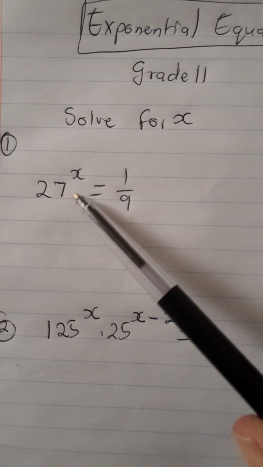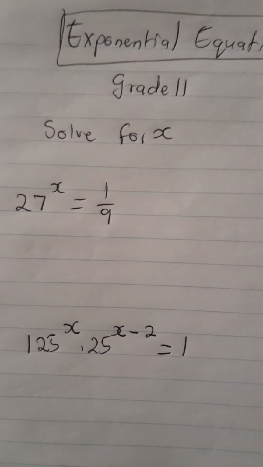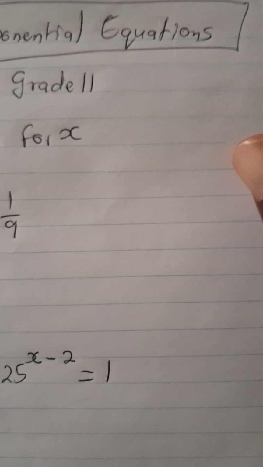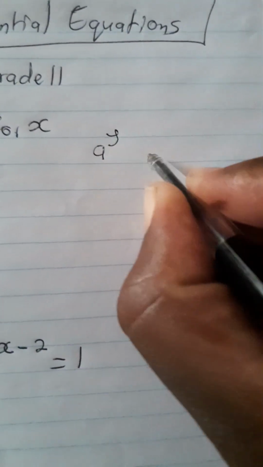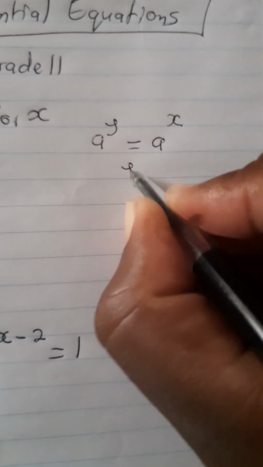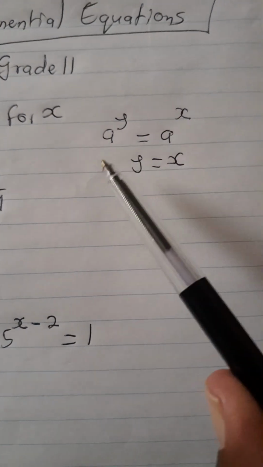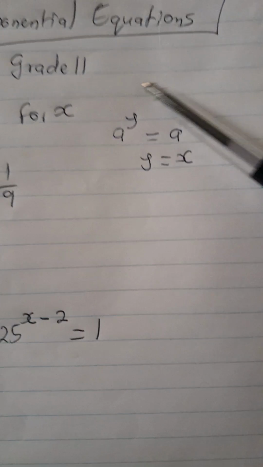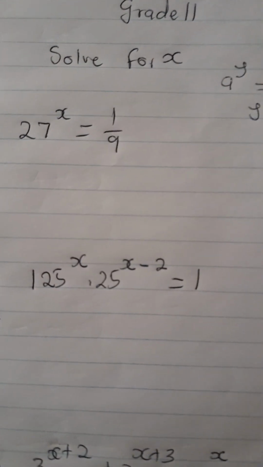Let's check here. You are given 27 to the power of x, which equals 1 over 9. Remember, this is the golden property that you need to know. When a to the power of y equals a to the power of x, then y will be equal to x. So ensure that the bases on the left hand side and right hand side are the same, then you drop the exponent. Let's do the same thing here.